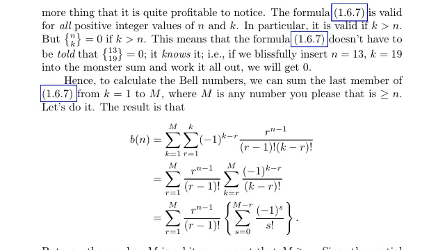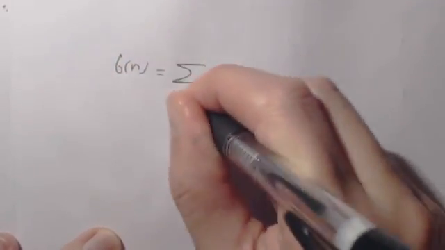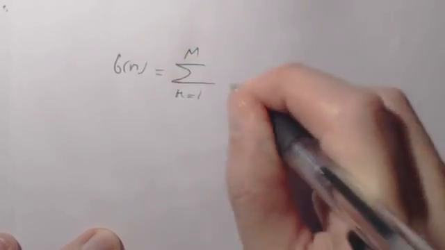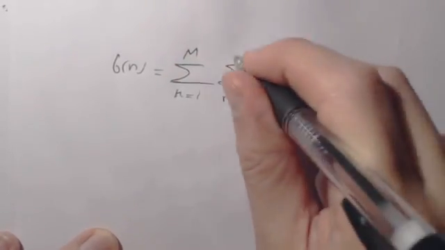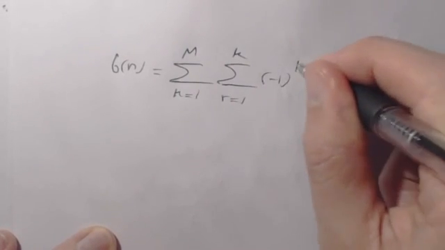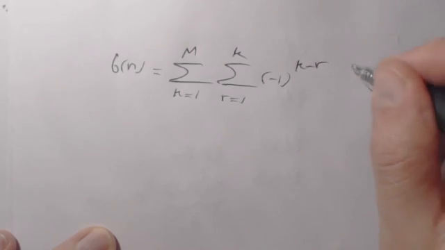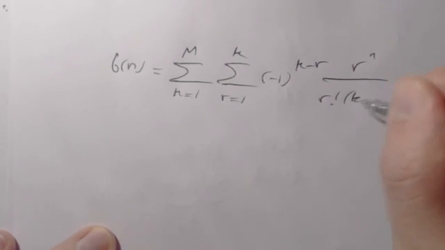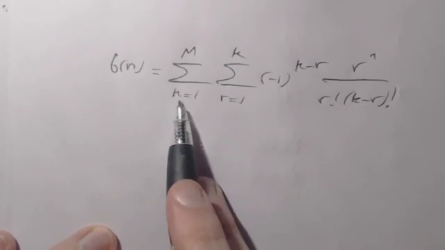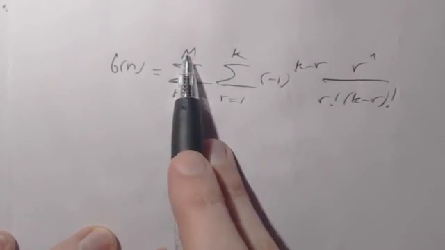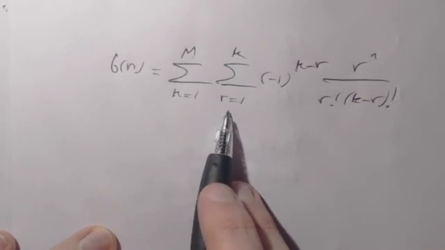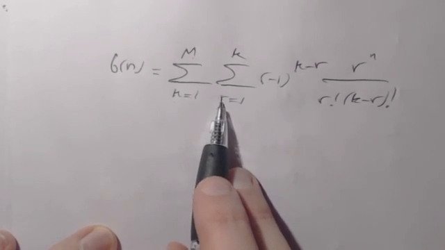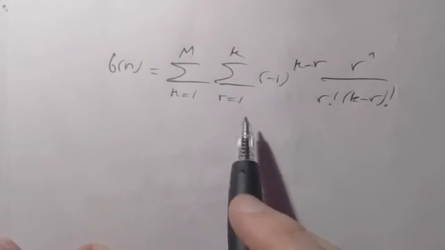So what did we have? So we've got that Bn equals sum from k equals 1 to m, r equals 1 to k, minus 1 to k minus r to the n over r factorial k minus r factorial. So as k goes from 1 to n, r always goes from 1 to k.